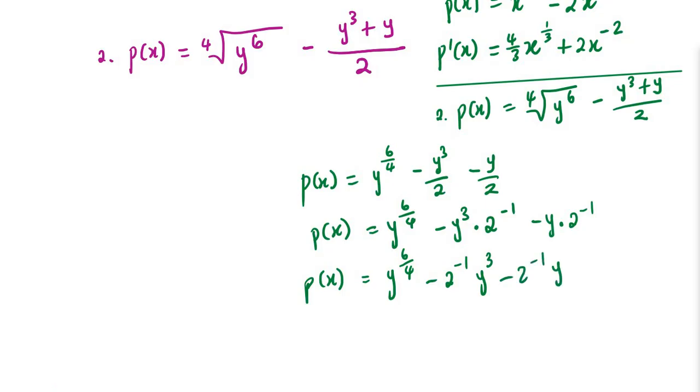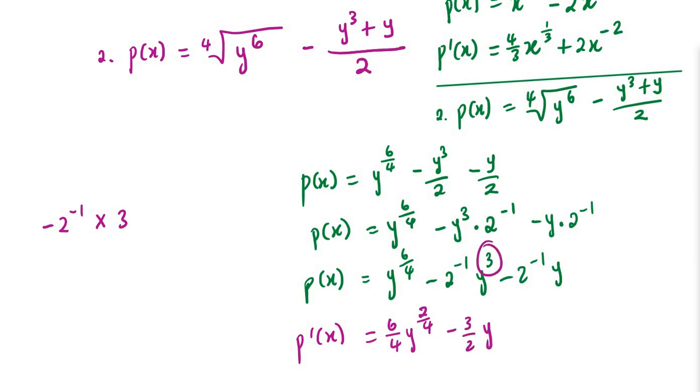Then now you can apply the rules. That's when now I can write that p prime of x will be equal to the 1 times the 6 over 4. It's going to be 6 over 4, and then I'm going to have y. Then 6 over 4 minus 1. That is the same as saying it's going to be 2 over 4, and then minus 2 to the power 1 times 3. You put minus 2 to the power minus 1 times 3 in your calculator. I believe that should give you minus 3 over 2, and then y.